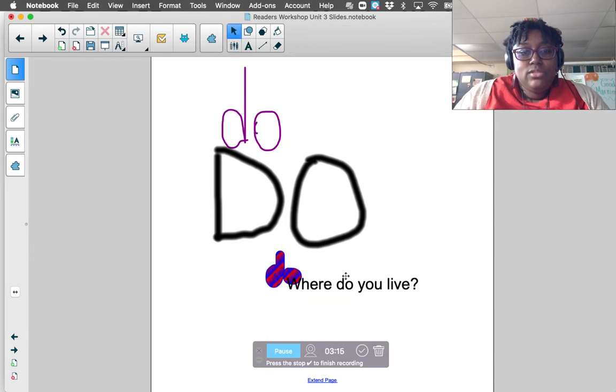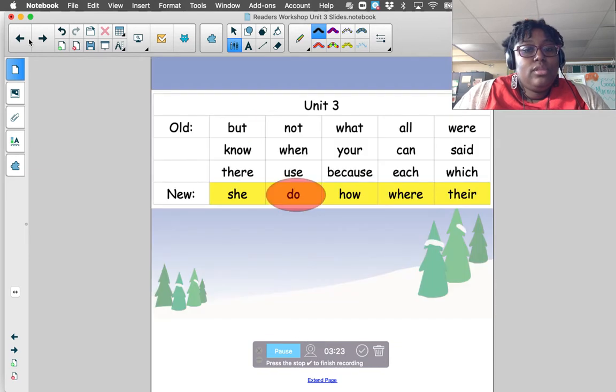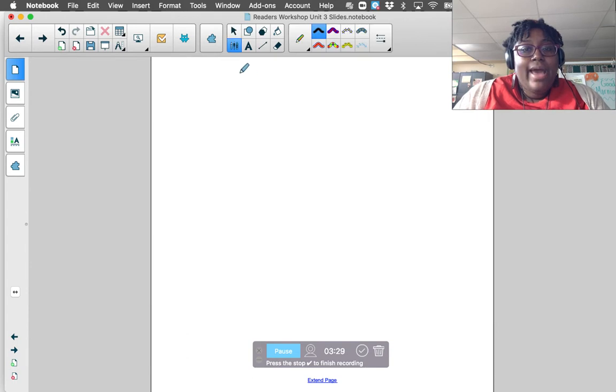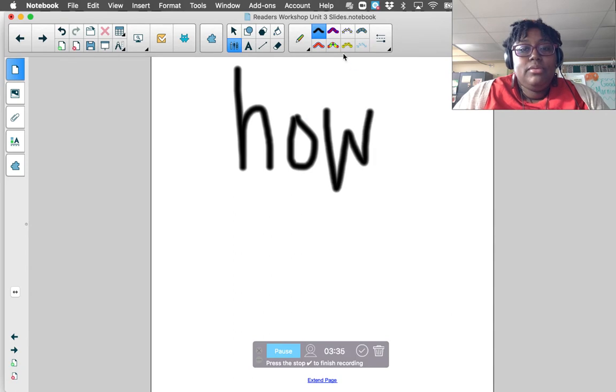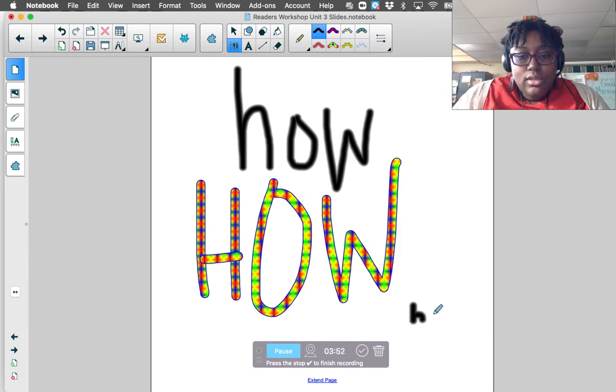My sentence says, where do you live? And let me circle the word do. The next sight word is the word how. Let's write the word how. H, O, W. Let's write the word how in all capital letters. H, O, W. How. Let's write the word how in teeny tiny letters. H, O, W. How.